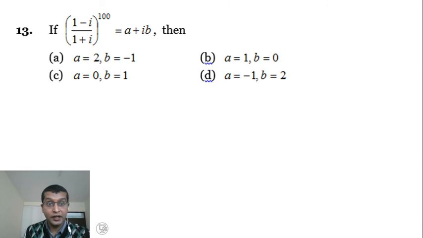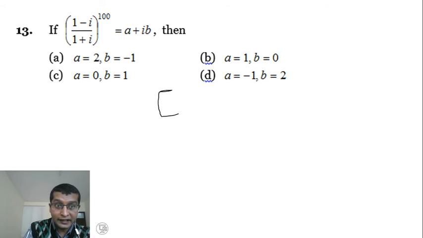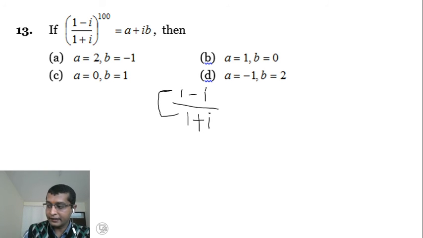Raised to 100 means we might think of using the binomial theorem. But with a simple trick I'll solve this example. Very simple it is. I am not taking the power right now, and I am not taking the RHS also. I simplify the p by q complex number, (1 - i)/(1 + i).